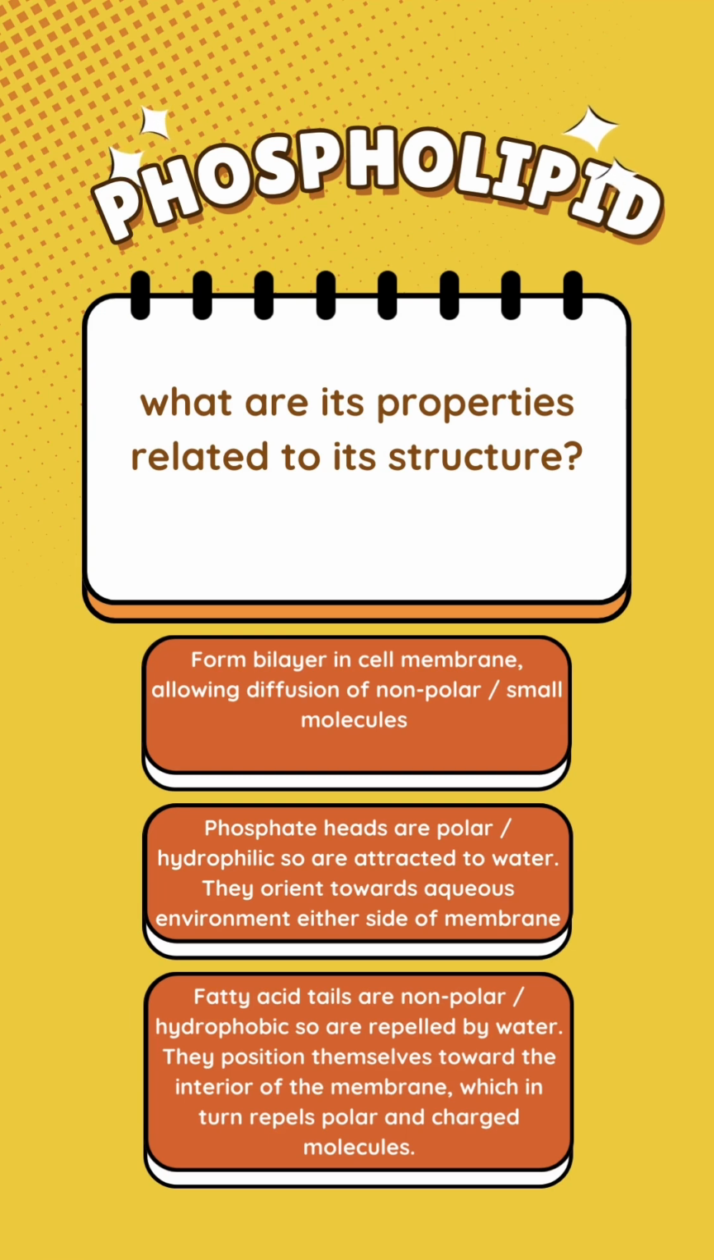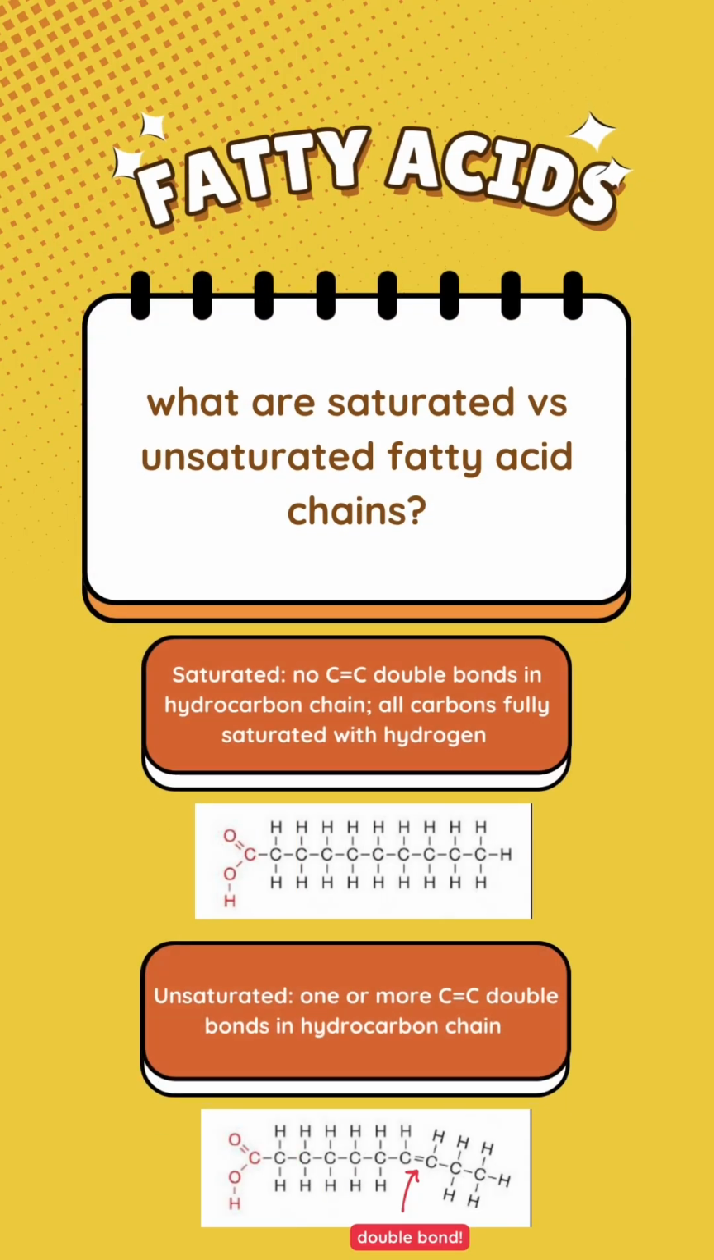Phosphate heads are hydrophilic. This means as they are attracted to water, they position themselves towards the aqueous environment on either side of the membrane. Their fatty acid tails are hydrophobic. This means they are repelled by water, and as they are, they position themselves towards the interior of the membrane, therefore repelling polar and charged molecules.